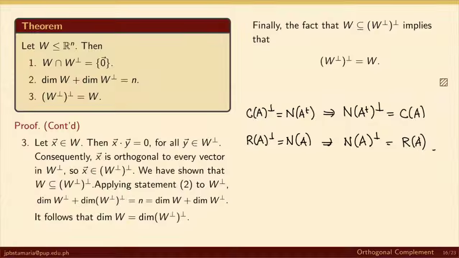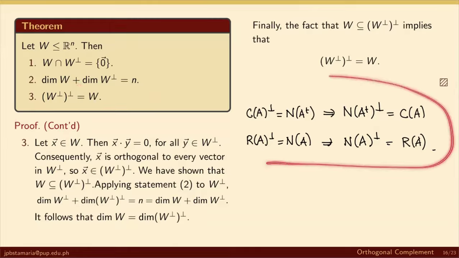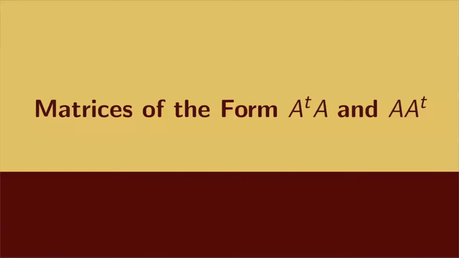Okay? So at this point, pwede na nating sabihin two subspaces are orthogonal complements of one another. It now makes sense kasi nga ang complement ng complement ay yung sariling subspace lang. Okay? And as an application of these relationships, we will be talking about the matrices of the form A transpose A and AA transpose.